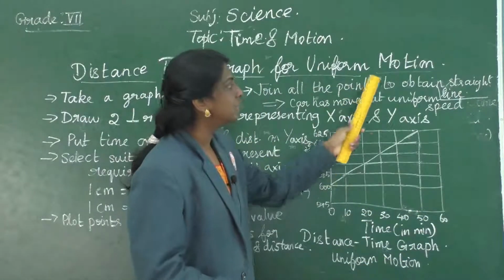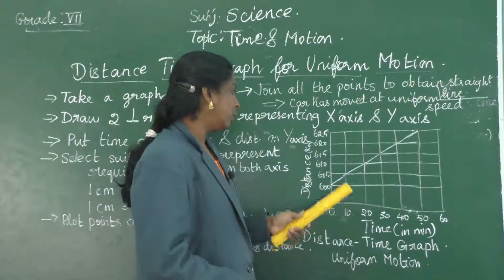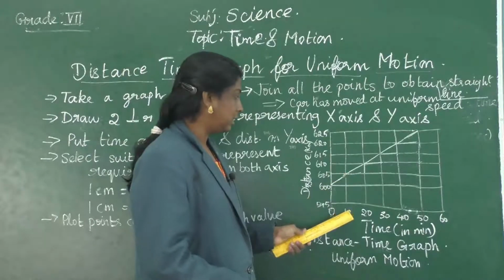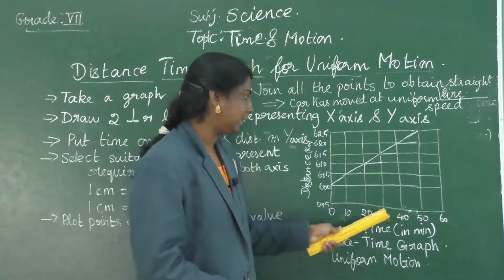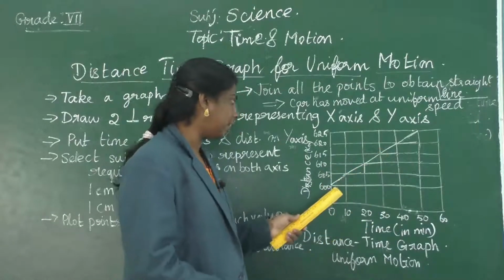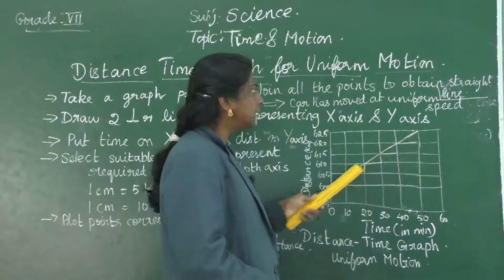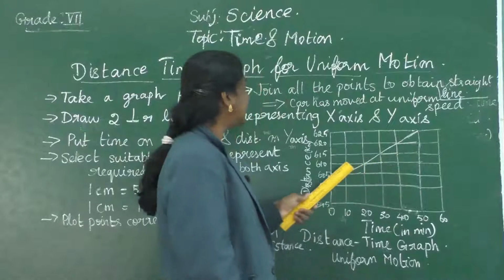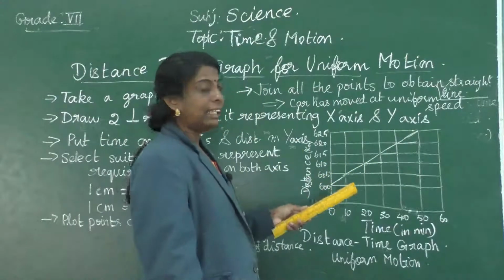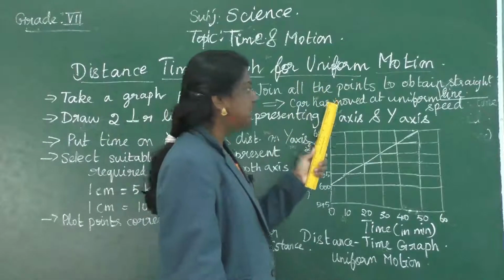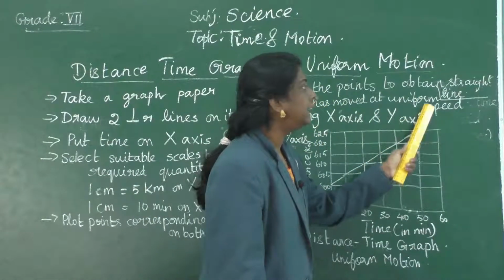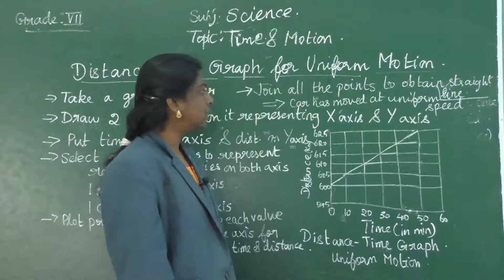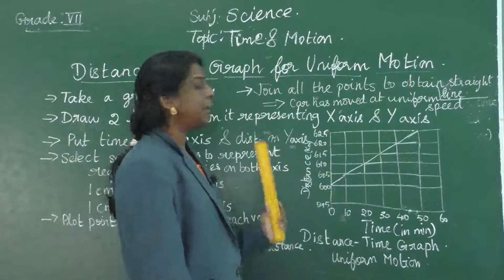Join all the points to obtain the straight line. So for the 10th minute, where is it? At 605 kilometer. Then the 20th minute, 610, 30th, 615. First plot the point, then join the points to obtain the straight line. You got the straight line. So this straight line indicates the car has moved at uniform speed and time. Clear, children? So this is about the distance-time graph.